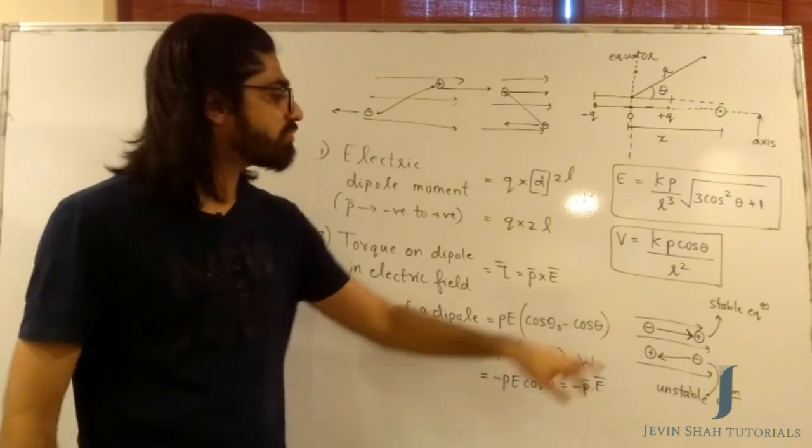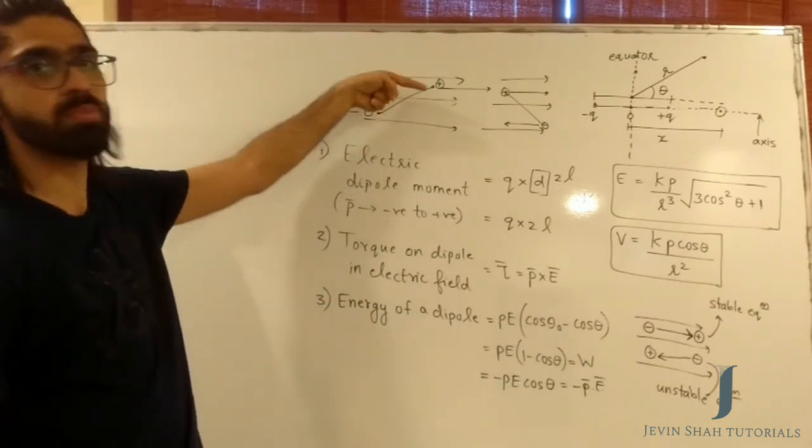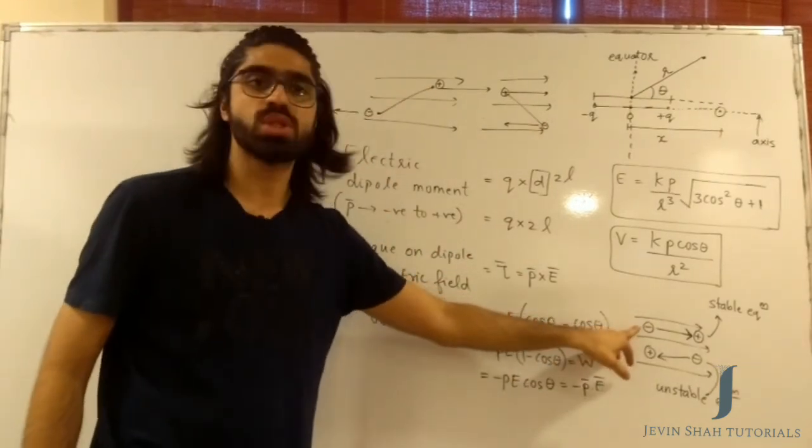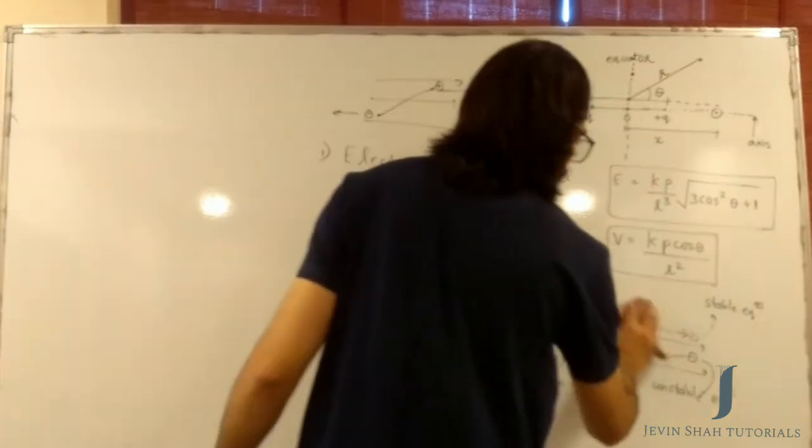whereas if P bar and E bar were parallel to each other, you saw that the dipole was returning to the original position, and that is why this was a position of stable equilibrium. So this is where one more question comes in.